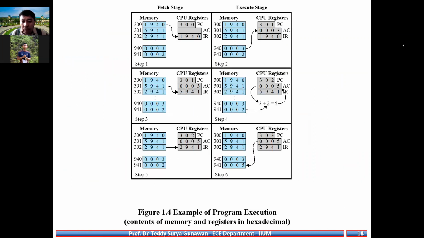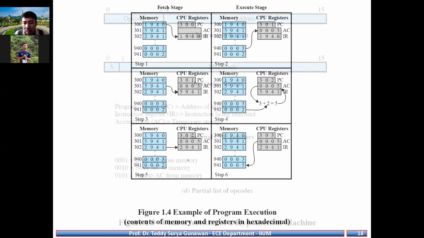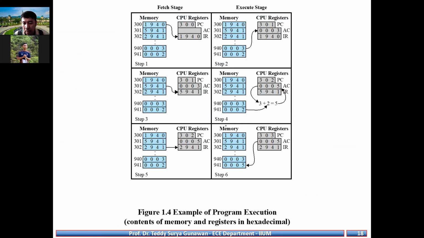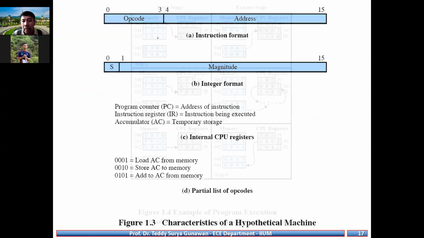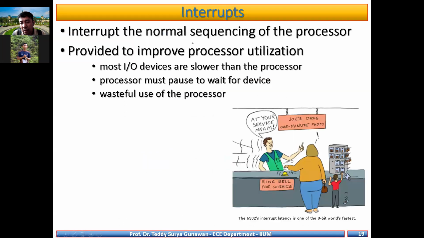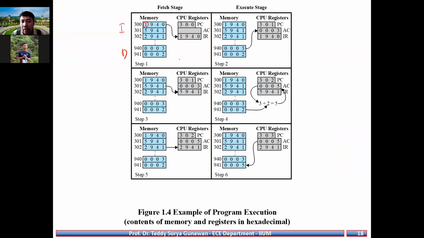Okay, so this is an example of program execution. You have memory. This is the instruction, and this is the data. This is number one. Remember what number one is? Number one is load accumulator from memory. Yes, this one. Then it goes to the instruction register. Step number two is this one: you load 3 to the accumulator.